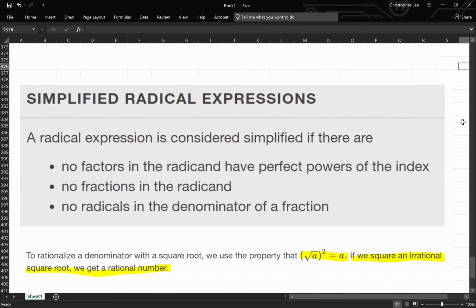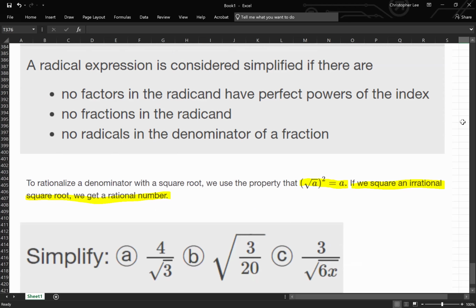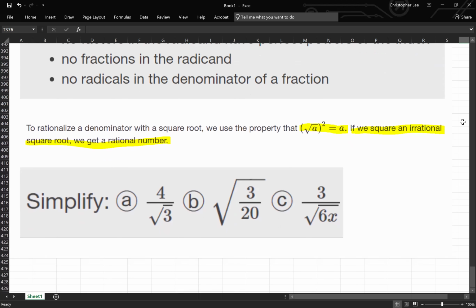To rationalize a denominator with a square root, we use the property that the square root of a squared is equal to a, right? If we square an irrational square root, we get a rational number. Okay? Let's take a look.